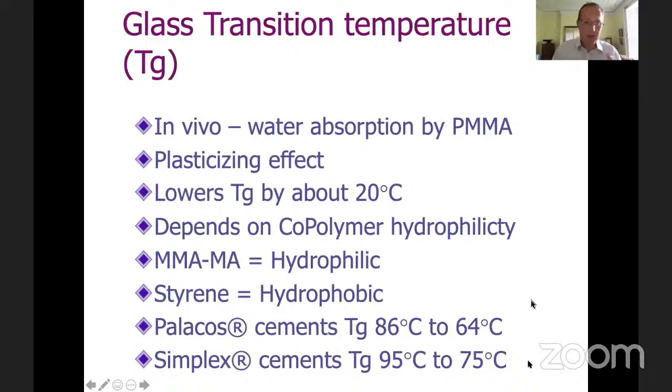So if we see something like Palacos or Simplex down there at the bottom of this page, it would in the laboratory, in vitro, have a glass transition temperature of 85 to 95. The plasticizing effect in the body is that you would drop that by 20 degrees. And there are usually a variety of glass transition temperatures where the resin goes through stepwise changes to be more liquid in its behavior. So that changes it and makes it better able to undergo viscoelastic changes such as creep.